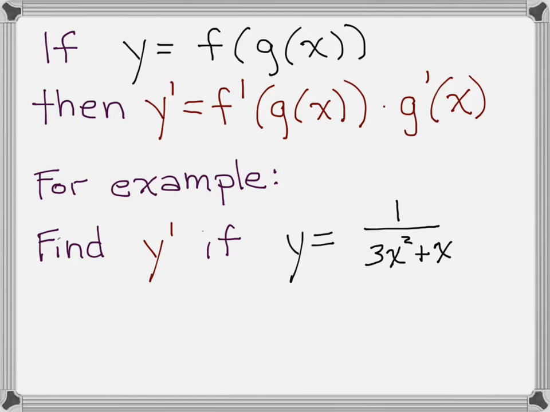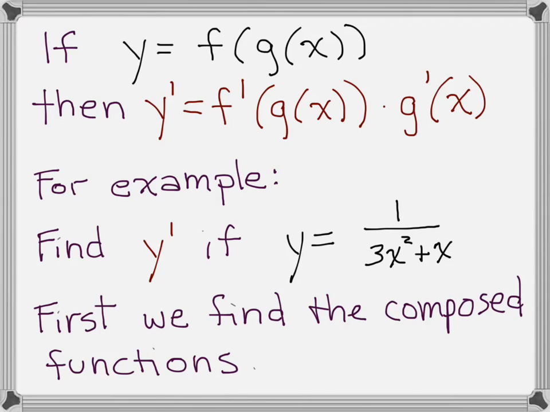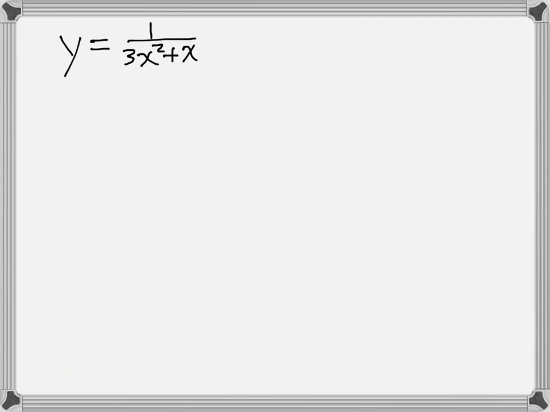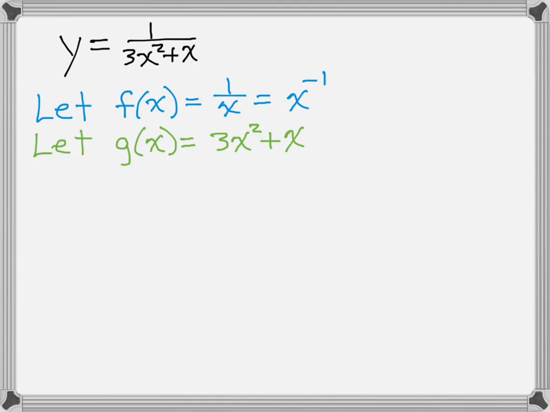We need y prime. First we have to find the composed functions. Notice that we have 1 over something. So we can let our outer function f of x be 1 over x. When it's 1 over something, we just make that something be x to simplify the composed function. And in order to take the derivative of it, we'd rather write it in power notation, so we'll write that as x to the negative 1. Then our other function, g of x, is 3x squared plus x.